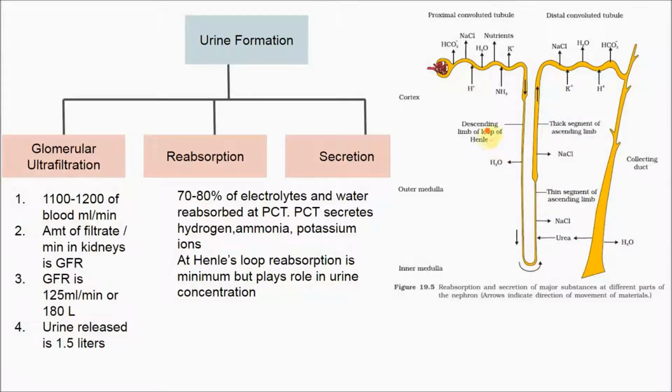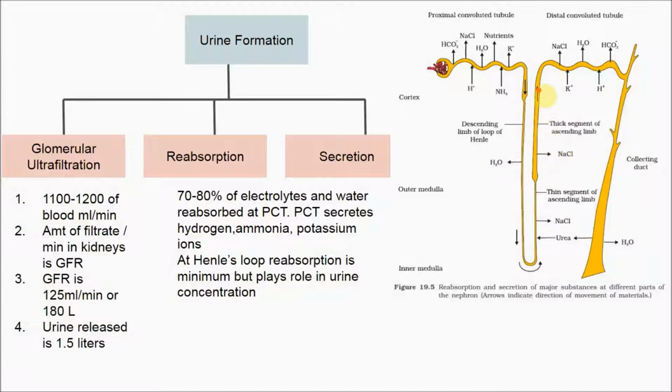So you can see that the descending limb of loop of Henle is only permeable to water. Remember, it is only water that can exit from the descending limb of loop of Henle, right? Now you can see that this loop of Henle again takes a U-turn and starts to move from the medulla towards the cortex, right? So you can see that the thick segment of ascending limb of loop of Henle is mainly permeable to the solutes, that is the sodium and the chlorine. Collectively they have been given here as the salt, that is the NaCl, right?